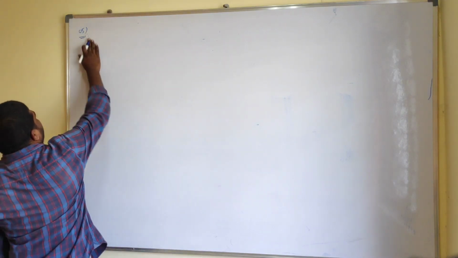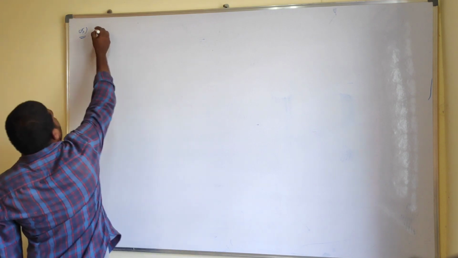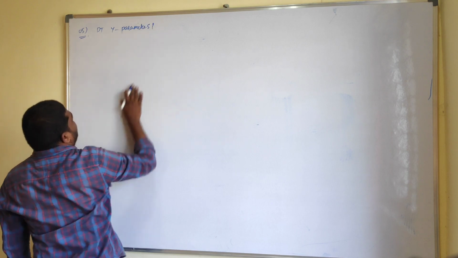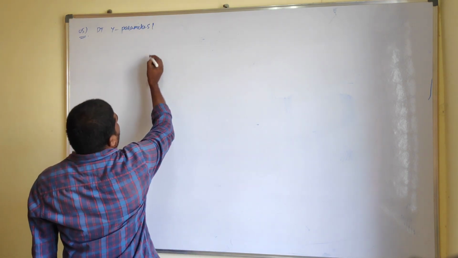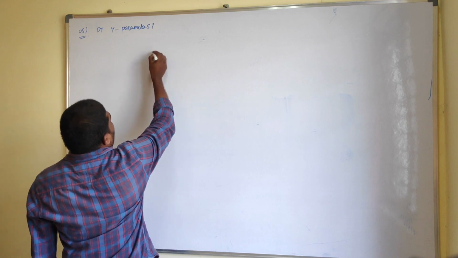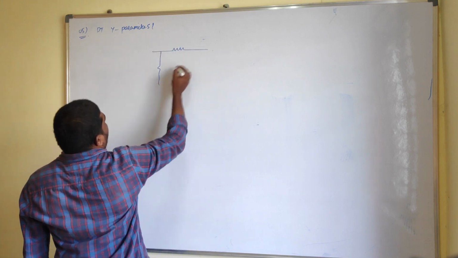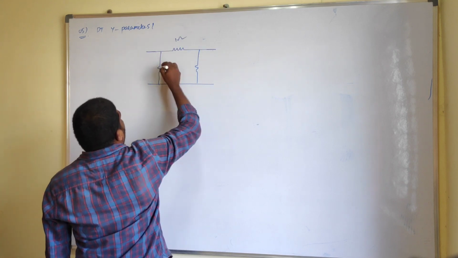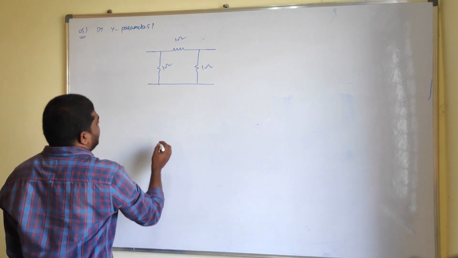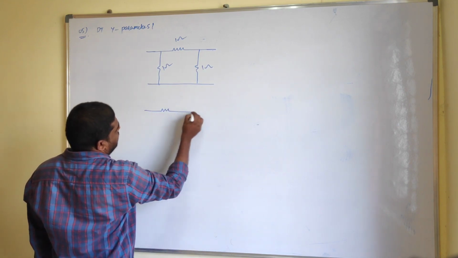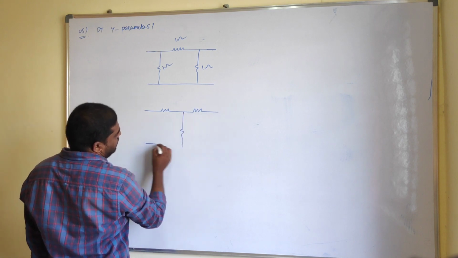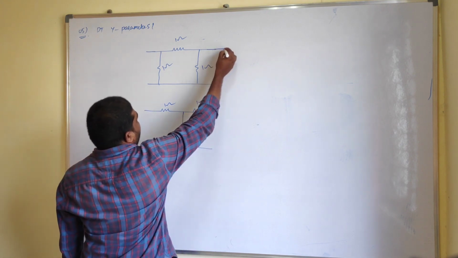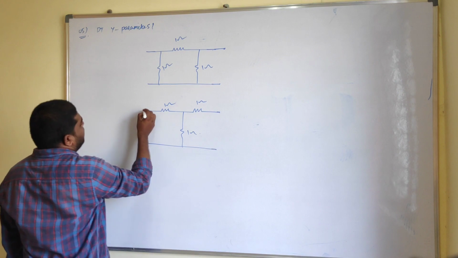Next problem, fifth problem. Determine the y parameters for a given network. Here we have network y. This is the first network, 1 ohm, 1 ohm, 1 ohm, and this is your second network. These two are connected in parallel mode.